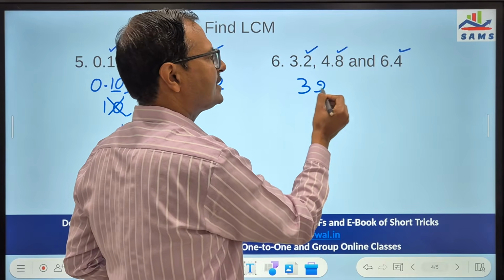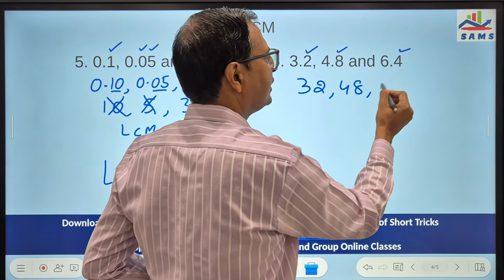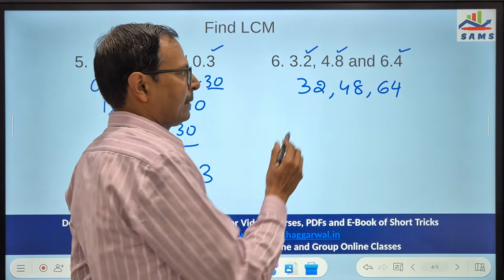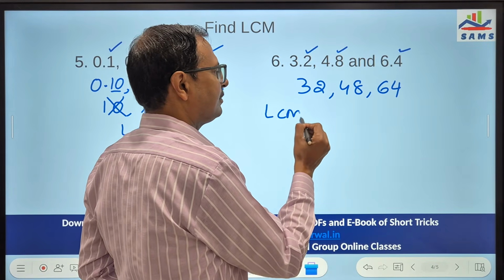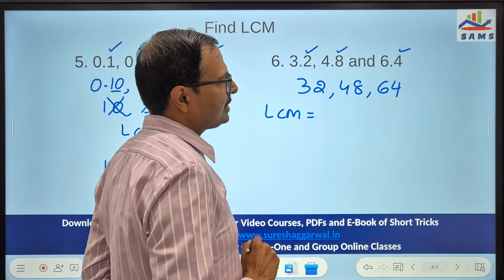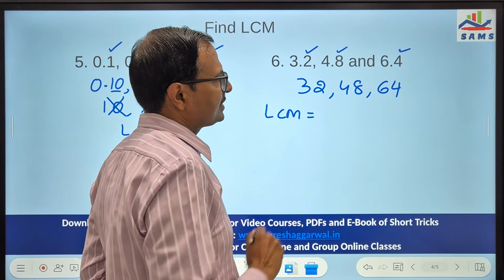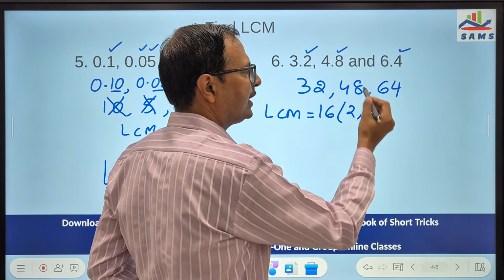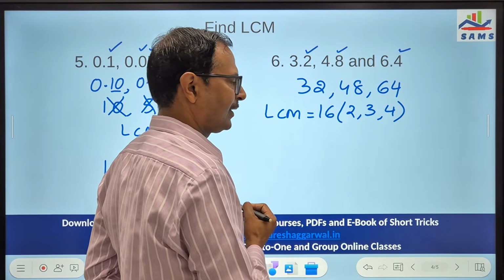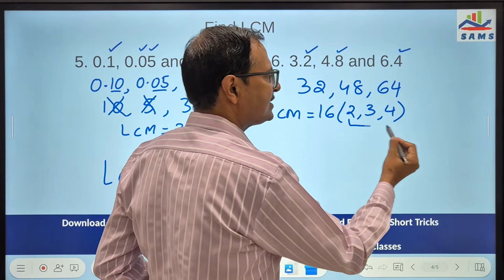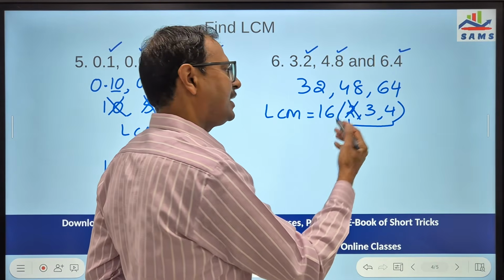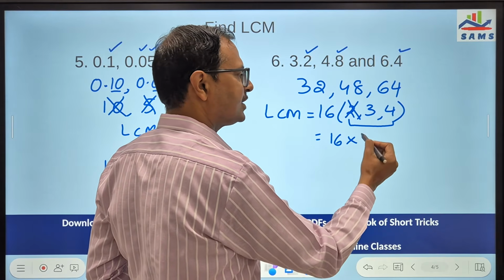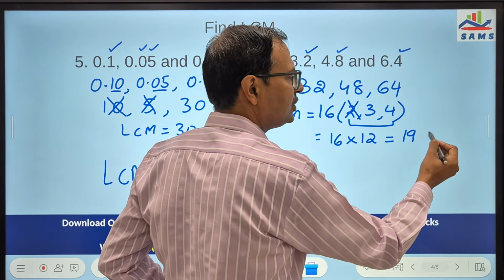Likewise for this question, if you see carefully, this is one digit and one digit. So forget the decimals, 32, 48, 64. Now I need to find the LCM here. So for finding the LCM of these numbers, I can see 16, 2 times is 32, 3 times is 48 and 4 times is 64. Now for LCM of these three numbers, 2 is ruled out because it divides 4. So this is 16 into 4 3s are 12, which is 192.